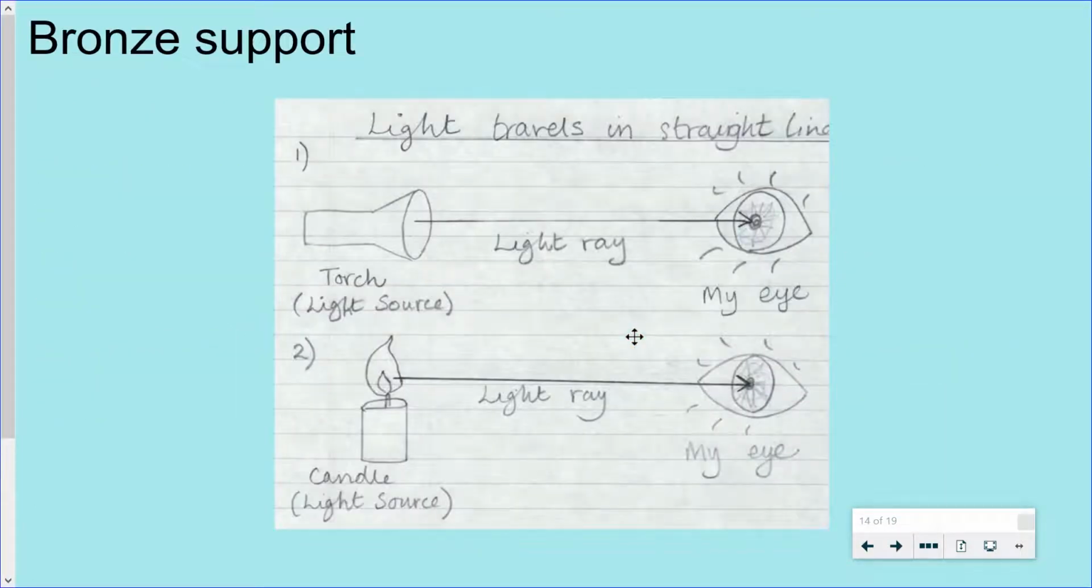Now bronze and silver and gold, you'll be back on this after you've already done your work so you can check it. But here are my diagrams. You can see I've titled it, labelled it with scientific language, and most importantly, I've used a ruler to correctly draw the light travelling from the light source to my eye. So bronze, there's the support for you to draw yours now. Off you go.